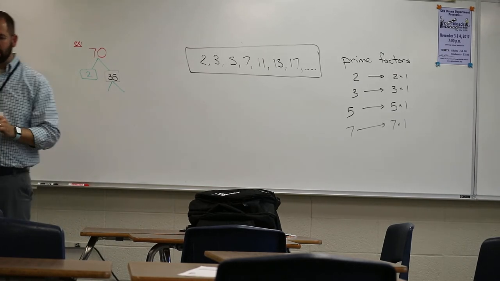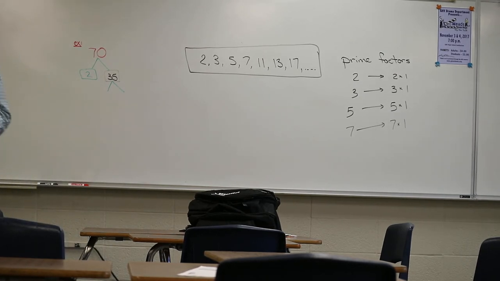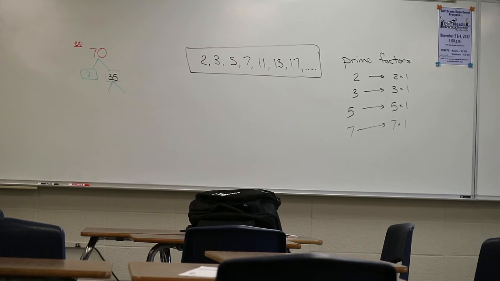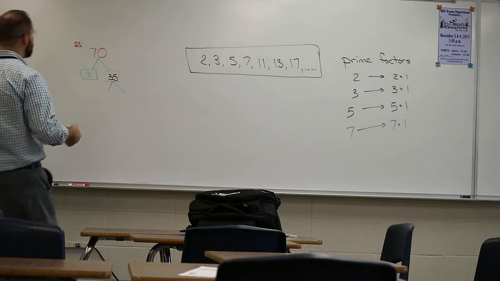Now, when you look at the number 35, does a 2 go into it? Just think about it before you even type it. What's the check we do for 2? Without typing it in, how do you know a 2 goes into a number? You would see if the end is even. Oh, so it doesn't. So we can't use a 2 anymore.